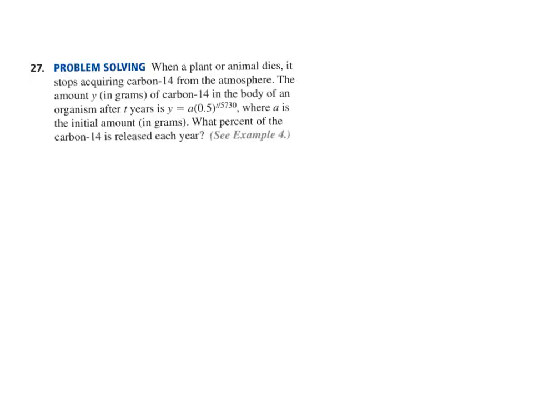So we're looking at decay that's less than 1. So y equals a times (1 minus r) raised to the t. In order to do this, we have to evaluate what we have. So let's separate it out. y equals a, times 0.5 raised to the 1 over 5,730, and then the t is on the outside. So we want to evaluate what we have before we can find r.